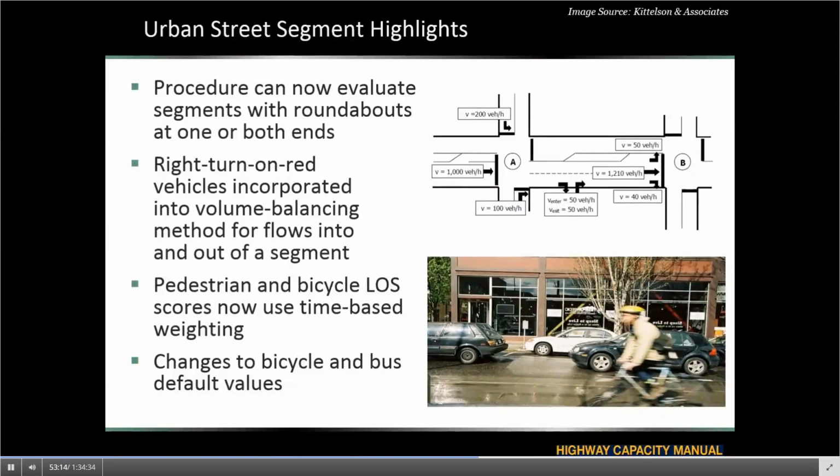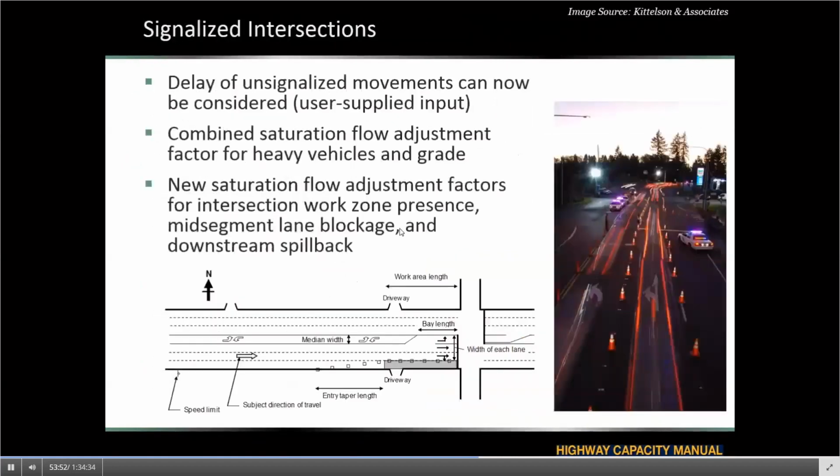Some changes to the right turn on red vehicles, and that they are now incorporated in the volume balancing method. So as we are evaluating the arrival flow profile for intersection B on the right of the screen, we're now considering the fact that there are some right turn on red vehicles mid-segment as well as at the upstream intersection, and how that impacts the arrival patterns and therefore the delay and queuing patterns at the downstream intersection. Similar changes to the pedestrian bicycle level of service that are based on time-based weighting, and some changes to the default values for bicycle and buses. So many changes for the urban streets.